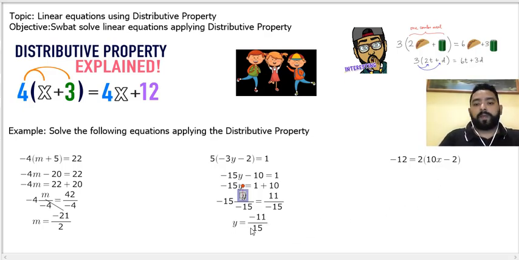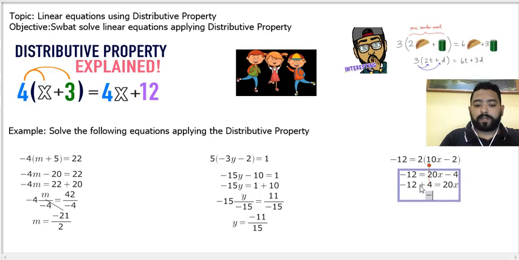In the last example, we have negative 12 equals 2, and inside the parentheses, we have 10x minus 2. So what are we going to do? Basically, it's the same process. Negative 12 equals, and in this part we are going to work with 2 times 10, which is 20x, minus 2 times negative 2, which is negative 4. Then you are going to isolate: negative 12 equals 20x, and this negative 4 we are going to move to the other side as a positive, so plus 4.